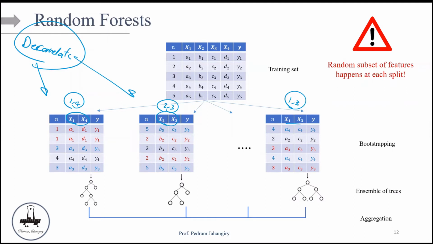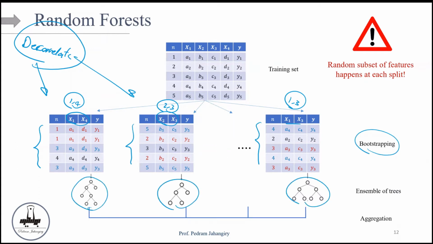And yeah, the rest of it is the same as bagging. We have bootstrap, random sampling from the dataset with replacement, and then we come up with different weak learners. And finally, we aggregate, right? However, be very careful. In random forest, the random subset of features happens at each split.